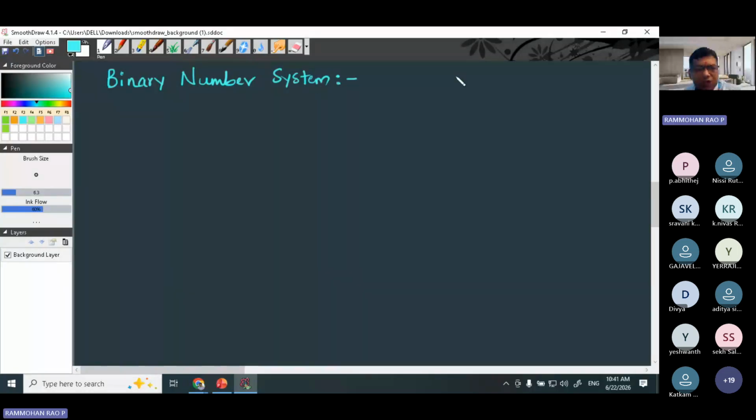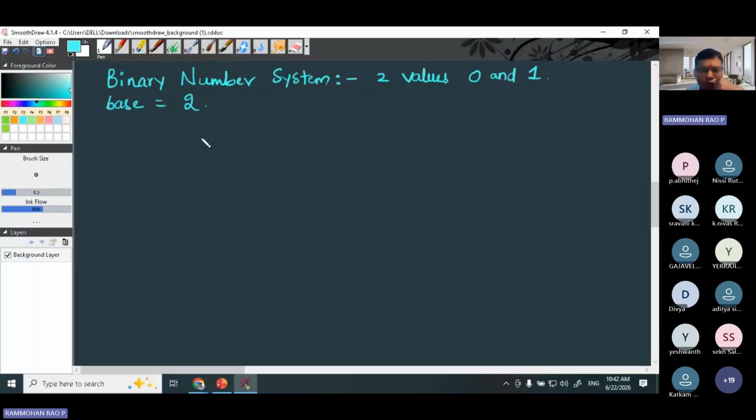So how many digits are there in the binary number system? Only 2 digits. Only 2 values. What are they? 0 and 1. Only 2 values. What is the base of the binary number system? Base depends on the number of values in the number system. So base is 2. Okay.